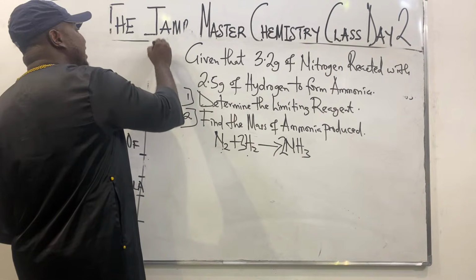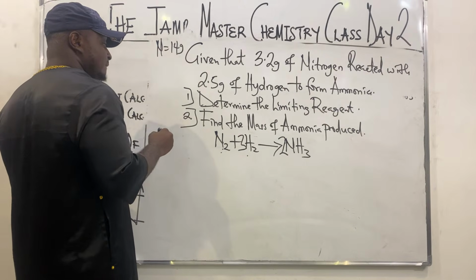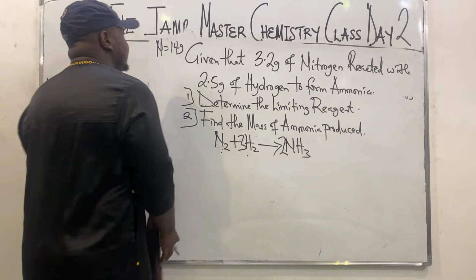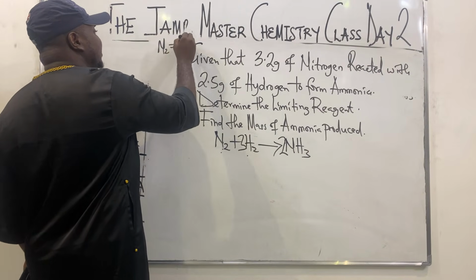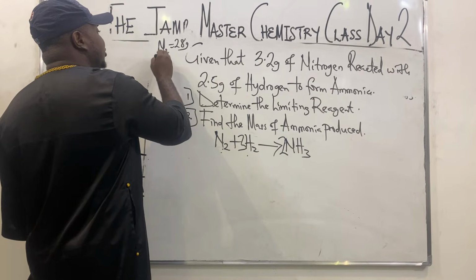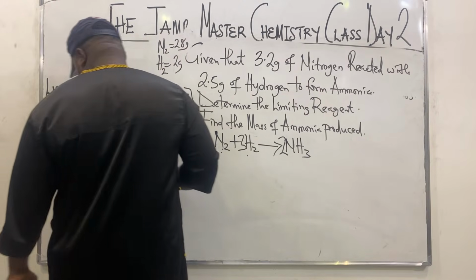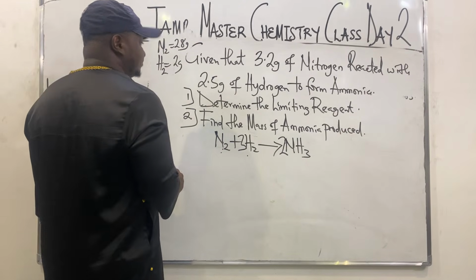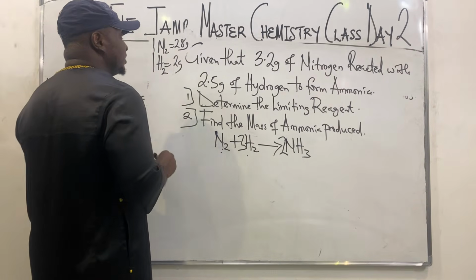The first step, now note that nitrogen is 14 grams. But since it's diatomic, it exists as N2, which is 28 grams. 1 mole of nitrogen is 28 grams. And hydrogen obviously is 1 gram, but H2 will be 2 grams. If you're using H2, it's 2 grams. Now follow me. So 1 mole of hydrogen is 2 grams, 1 mole of nitrogen is 28 grams.